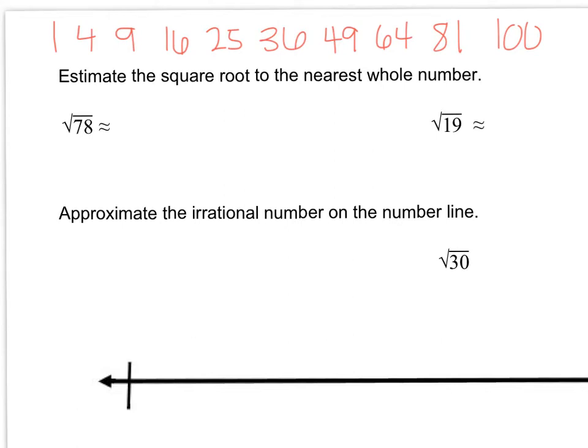Okay, it says, estimate the square root to the nearest whole number. Obviously, 78 is not a perfect square. It is between 64 and 81. And you have to think of your question, how far apart are they? Well, it is 14 away from 64. It is only 3 away from 81. So the square root of 78 is close to 9.